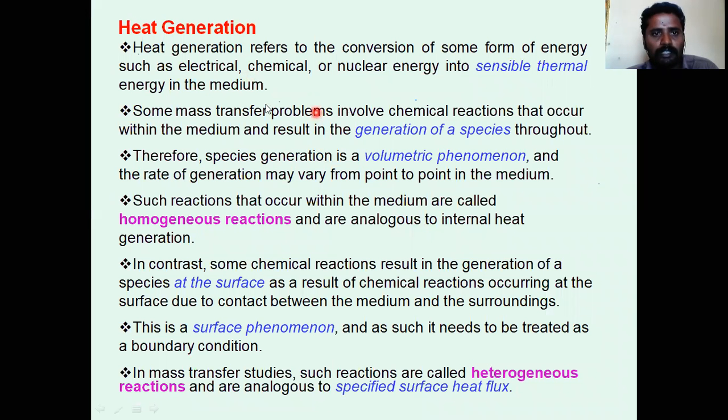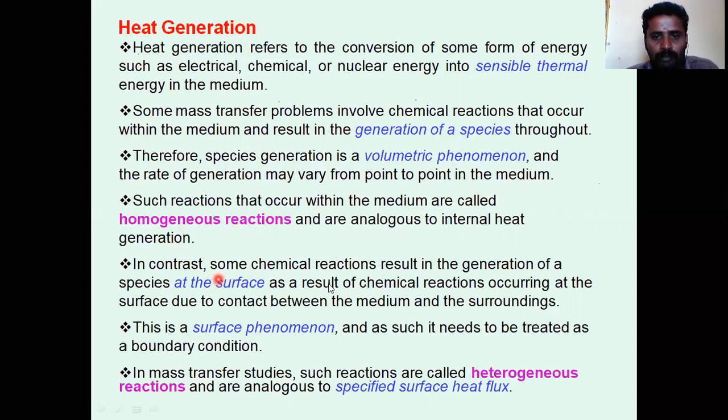In heat transfer problems, internal heat generation, QG, is generally considered. In mass transfer, generation is also considered. In some mass transfer problems, a chemical reaction occurs within the medium, generating species throughout it. Therefore, the species generation is a volumetric phenomenon. Such a reaction that occurs in the medium is called a homogeneous reaction, analogous to heat generation.